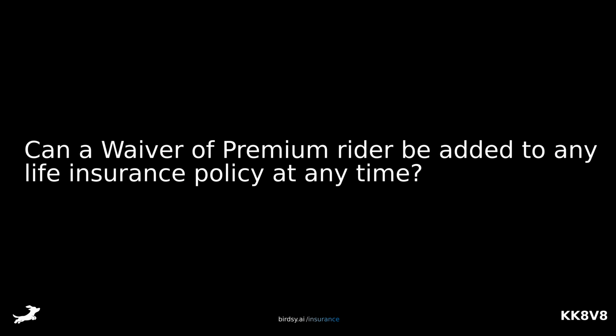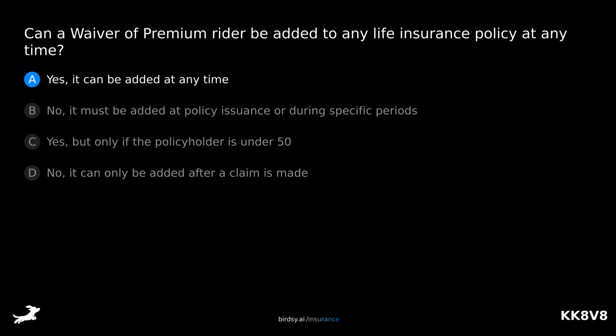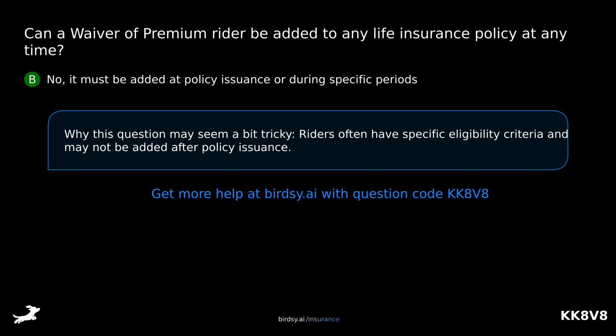Can a waiver of premium rider be added to any life insurance policy at any time? Is it A, yes, it can be added at any time? B, no, it must be added at policy issuance or during specific periods? C, yes, but only if the policyholder is under 50? Or D, no, it can only be added after a claim is made? The answer is B, no, it must be added at policy issuance or during specific periods. Why this question may seem a bit tricky. Riders often have specific eligibility criteria and may not be added after policy issuance.